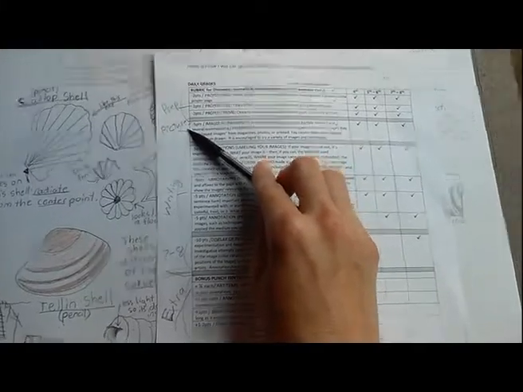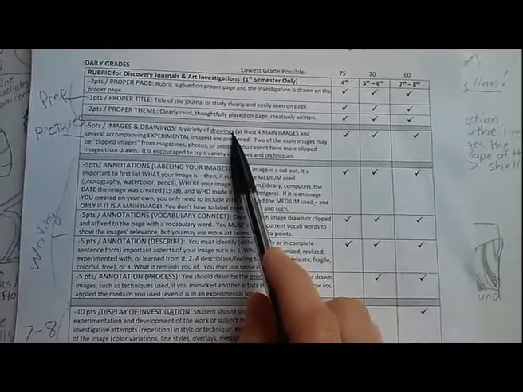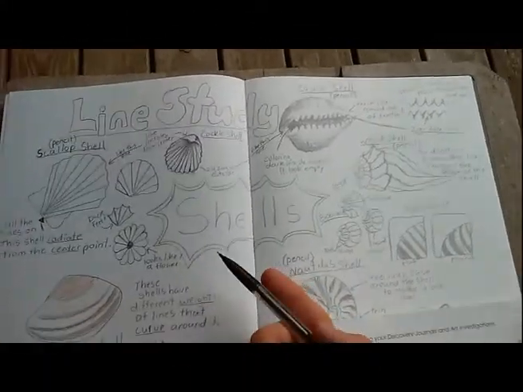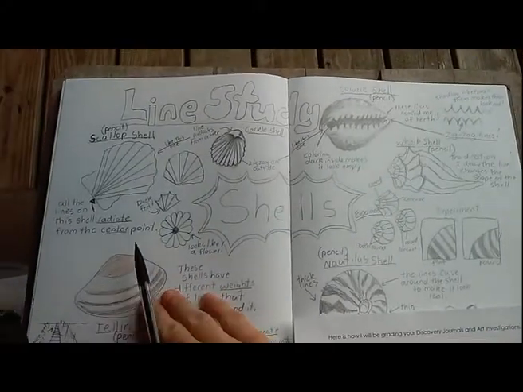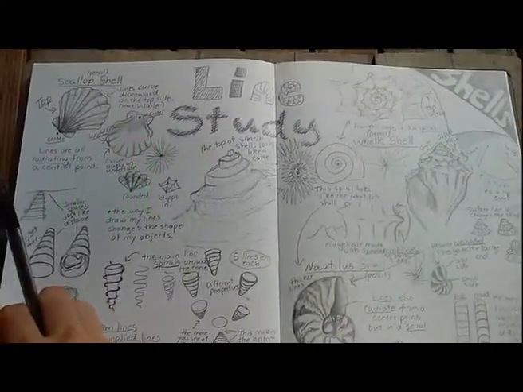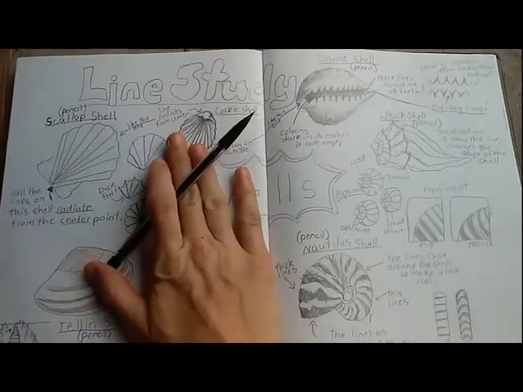Now let's do our pictures. Let's look at the pictures, the images and drawings. There should be a variety of drawings. You can have drawings, or you can have clipped images. Now, these two both only have drawings. I did not go to a magazine or print out any pictures and cut them out and glue them on here.